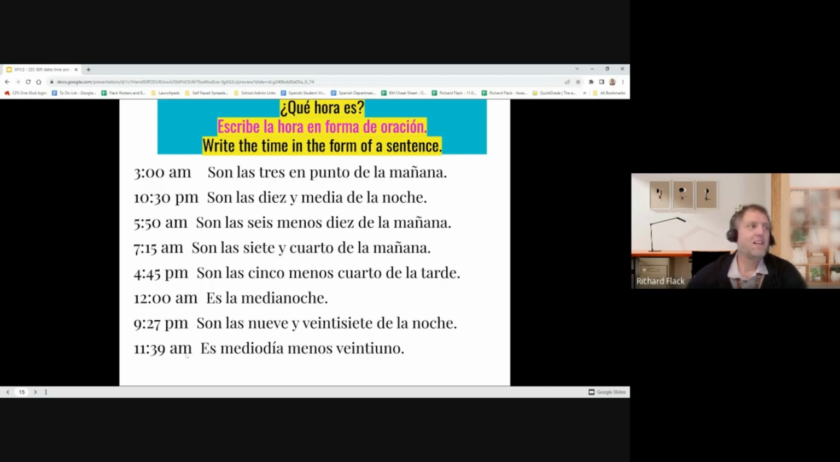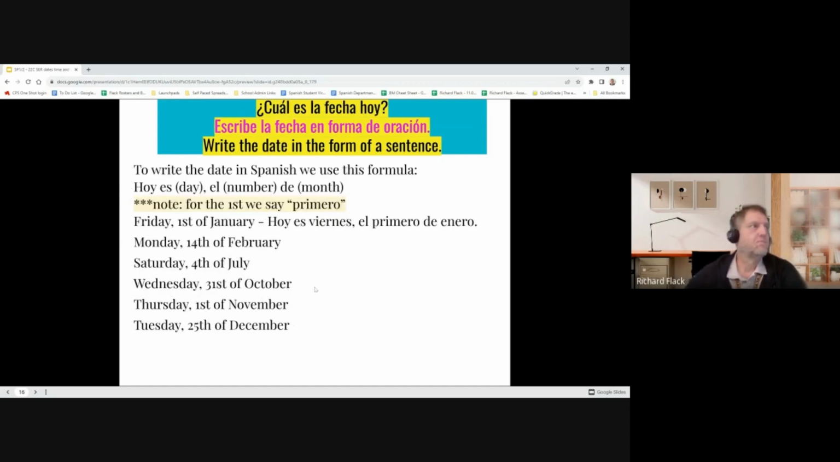And 11:39 a.m. We're past the 30-minute mark, so we have to subtract from midday. Es mediodía menos 21. It's 21 minutes before noon. Hopefully you did well on this. If you struggled a bit, that's okay. This takes practice. All right, let's move on to the next piece.